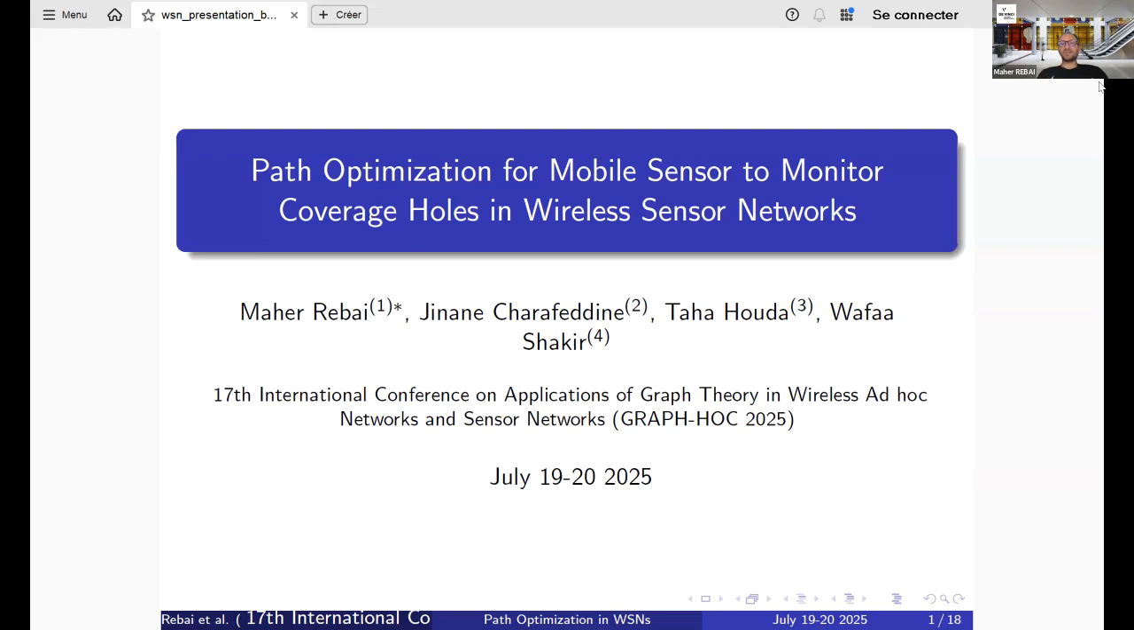The path optimization for mobile sensor to monitor coverage holes in wireless sensor networks. I am Rebai. I am an assistant professor at the Vinci Higher Engineering School. And today I will present this research work which is realized by myself, Jinane, Charafeddine, Taha, Houda, and Wafaa, Shakir.